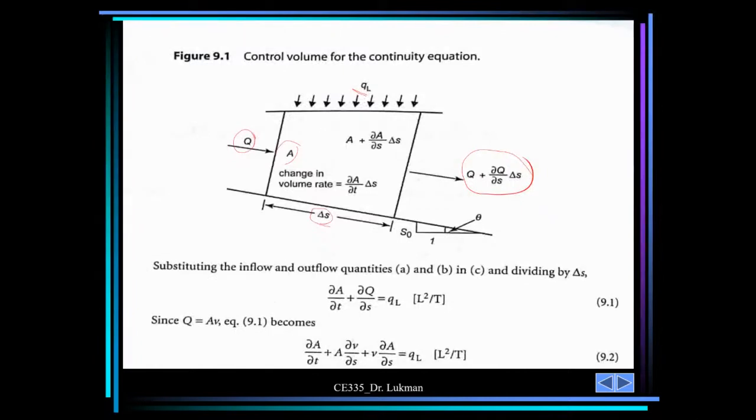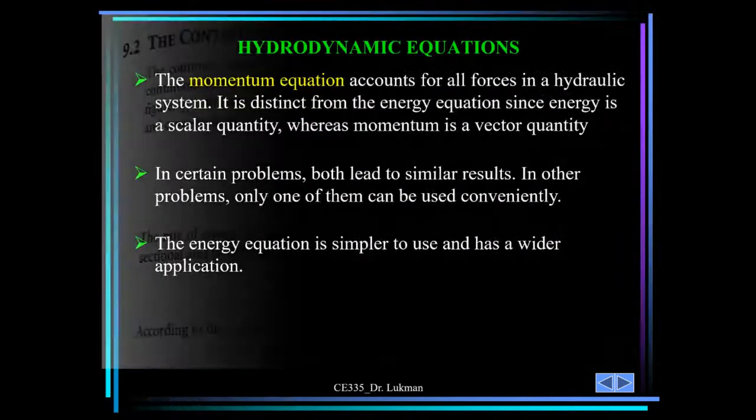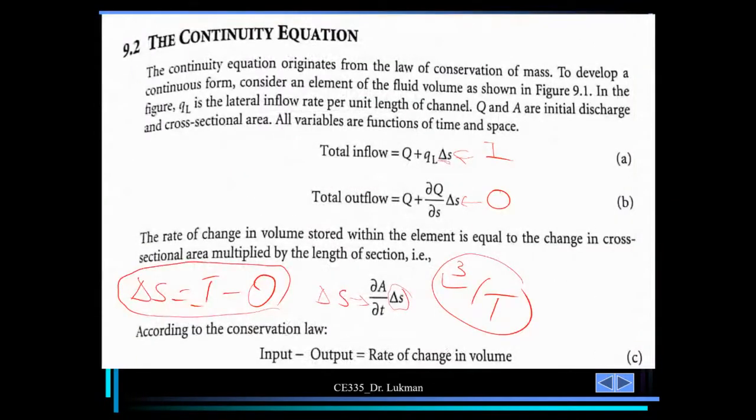Okay, and substituting the inflow and outflow quantities and dividing by delta S, we'll substitute here and divide by delta S. As you can see, delta S is common. Okay, so when we divide by delta S, we will have Q plus QL over delta S. Although this is minus, okay, let's just do it here.